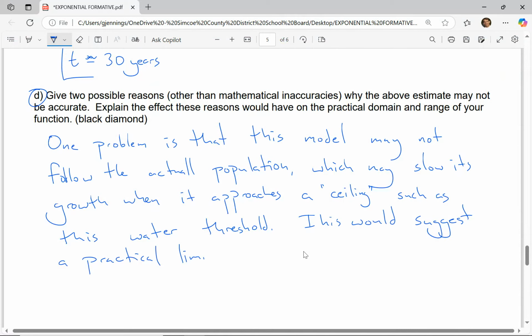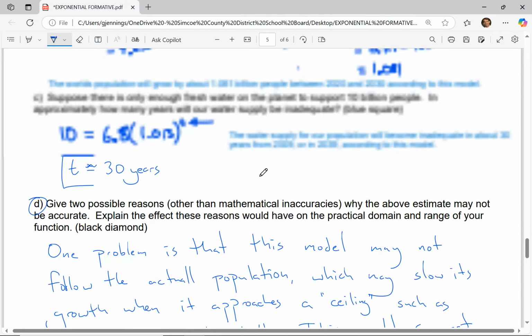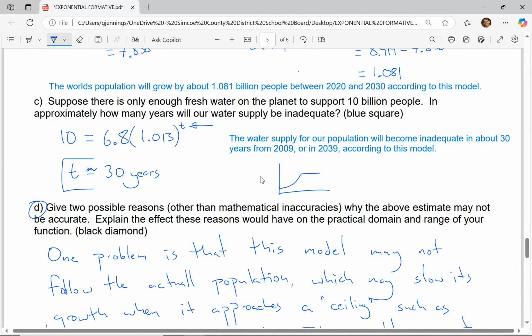I.e., for example, y is less than or equal to 10. Y can never exceed 10 because then we run out of fresh water. So the function might look like this, right? It would grow exponentially until it reaches 10, and then you're up against that water limit, right? That would be one situation.